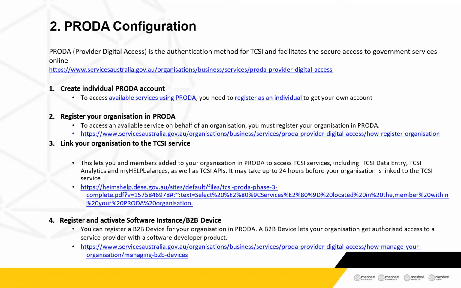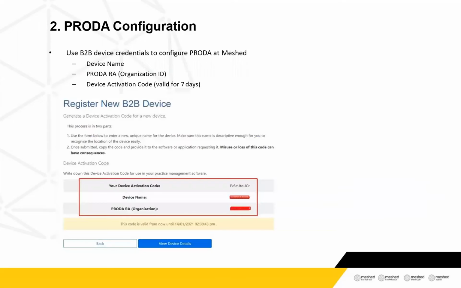Once this is done, you will need to enable and register your software instance, which is also called a B2B device. Once you register this B2B device, you will receive three credentials: device name, product registration ID, as well as device activation code. You will need these three credentials to set up your product configuration on your Mesh platform.